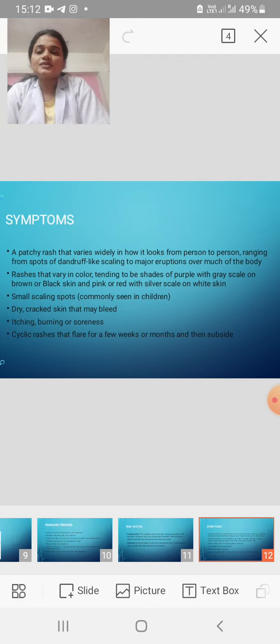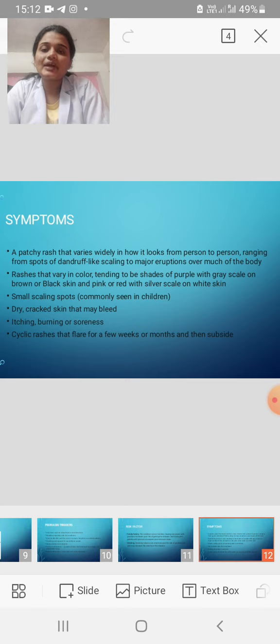Third, symptoms. A patchy rash that varies widely in how it looks from person to person, ranging from spots of dandruff-like scaling to major eruptions over much of the body. Rashes vary in color, tending to be shades of purple with a gray scale on brown or black skin, and pink or red with a silver scale on white skin.